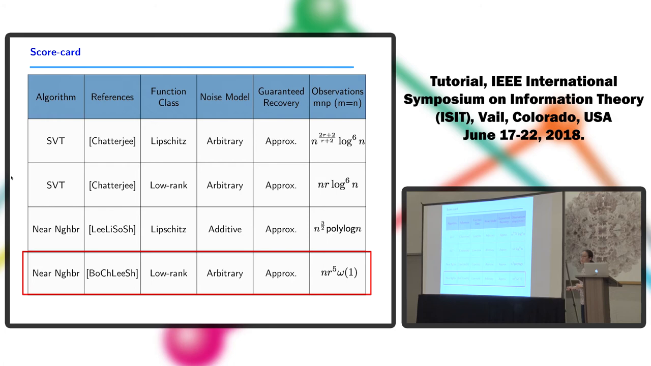So that's all I'm going to say about nearest neighbor methods. And maybe I'll pause here if anyone has questions before I move on to the convex piece.